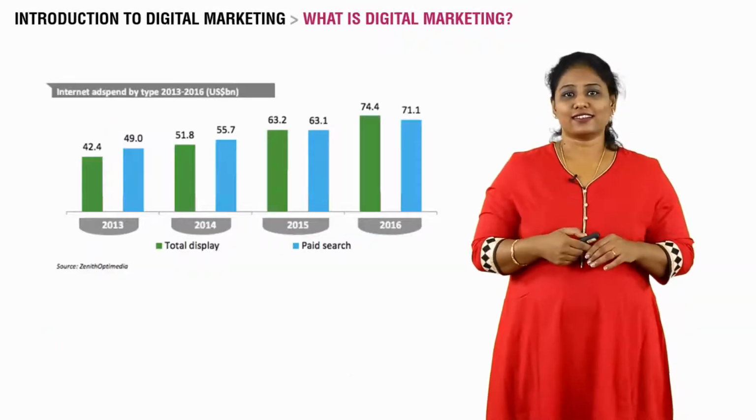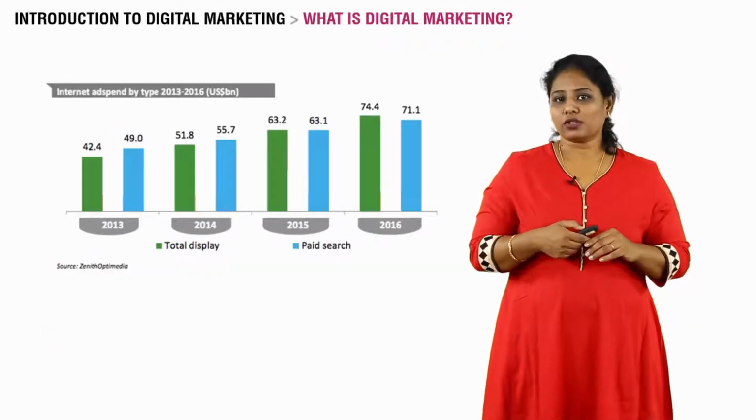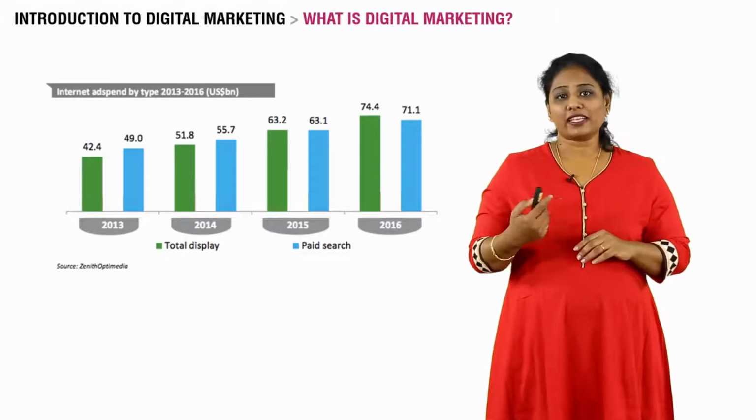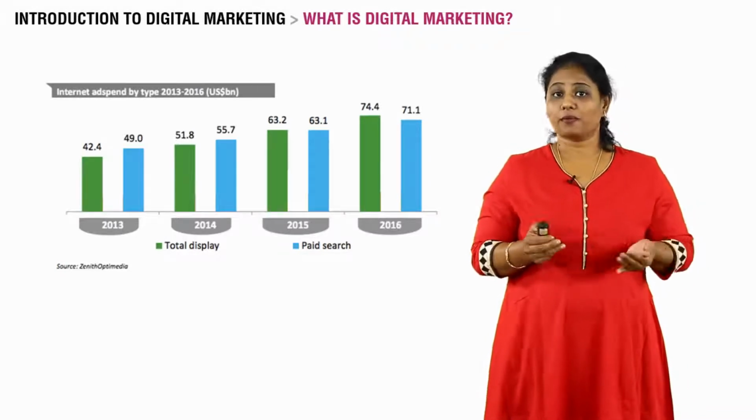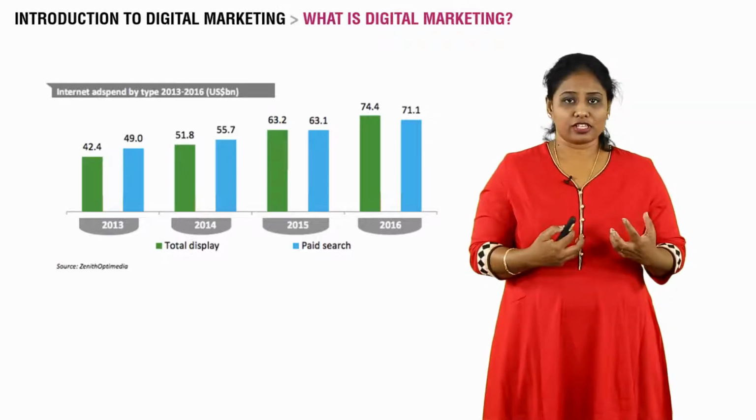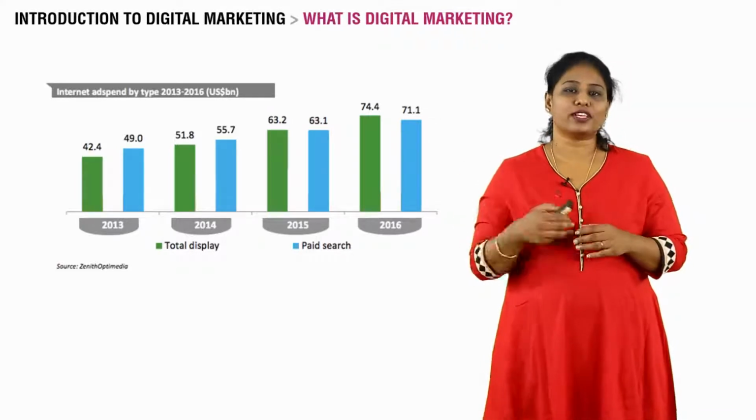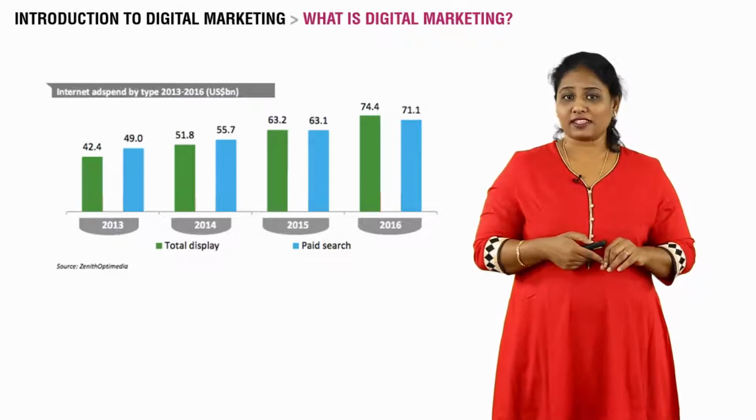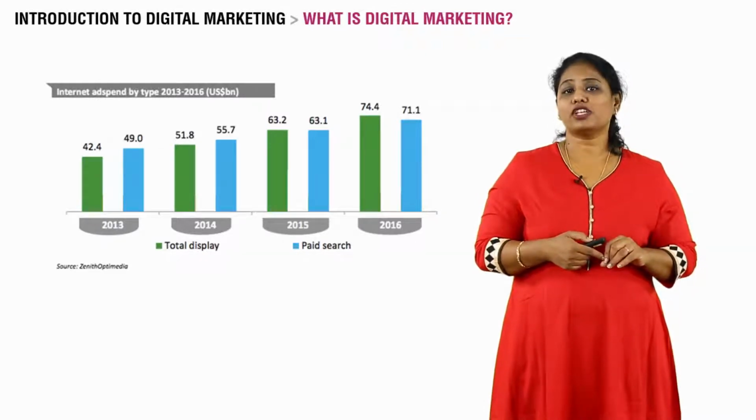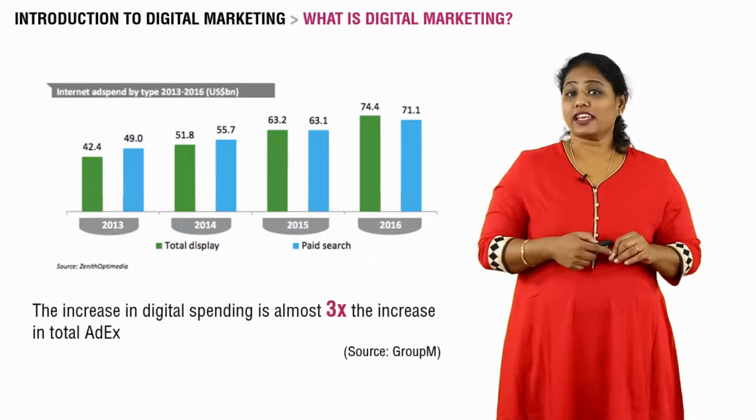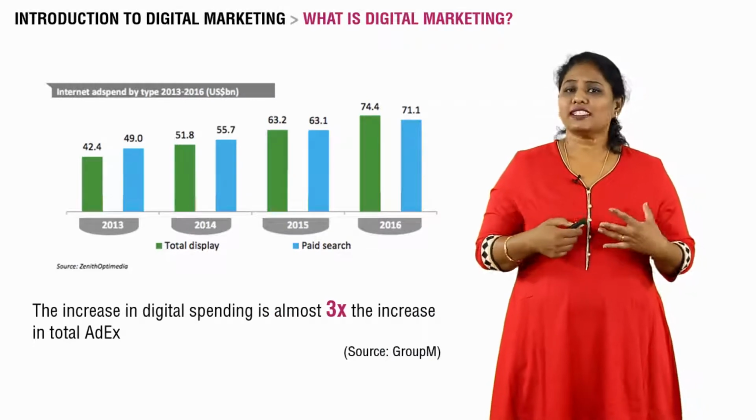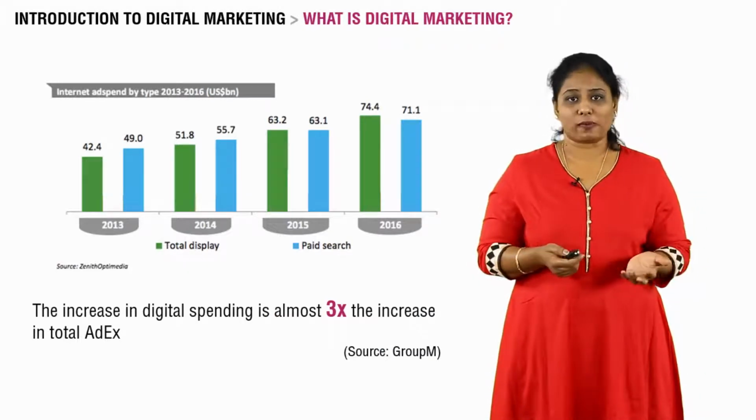And this is a result. If you look at this graph, you will notice that budgets for paid search advertising and display advertising, both of which are fundamentals of digital marketing, have been increasing over the years. This year, it is estimated that there will be a spend of $126 billion. The increase in digital spend is almost 3 times the increase in the total ad expenditure for marketing.